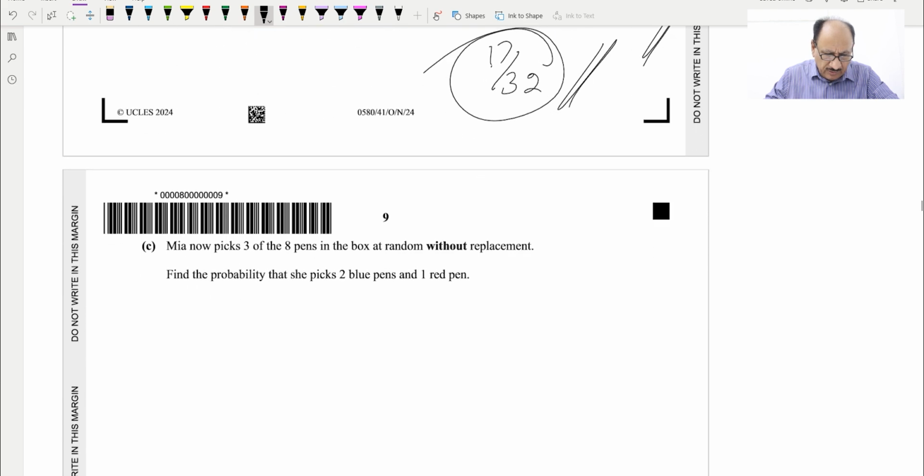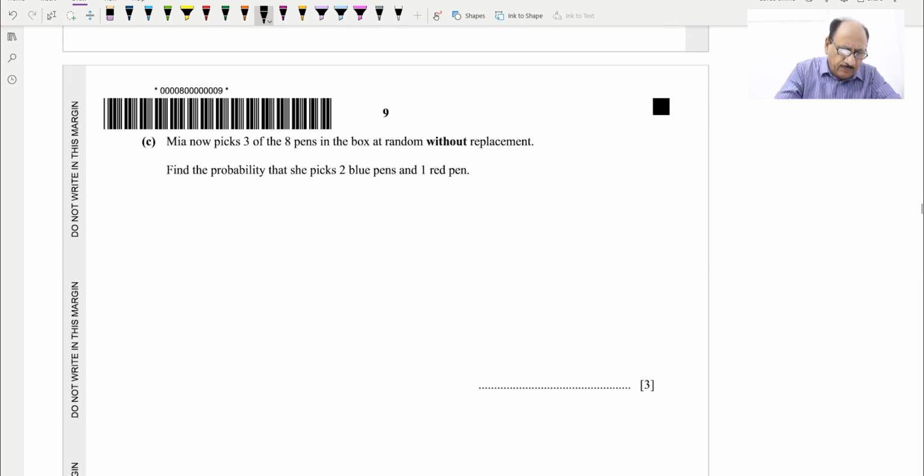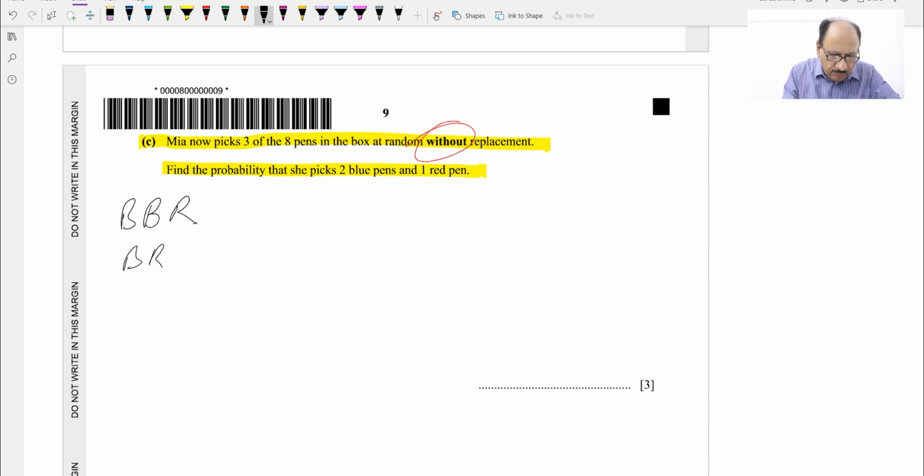Hopefully you understand this. Now for C part, it says Mia now picks 3 of the 8 pens in the box at random without replacement. Now this is without replacement. So find the probability that she picks 2 blue pens and 1 red pen. So what are the different options we can have? It can be blue, blue, red. It can be blue, red, blue, or it can be red, blue, blue. So these are the 3 options.